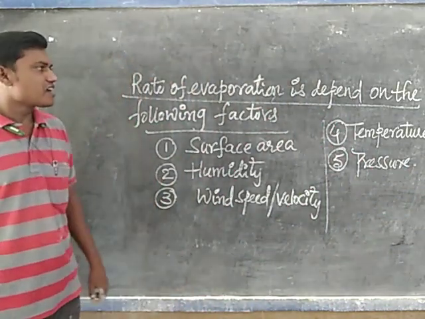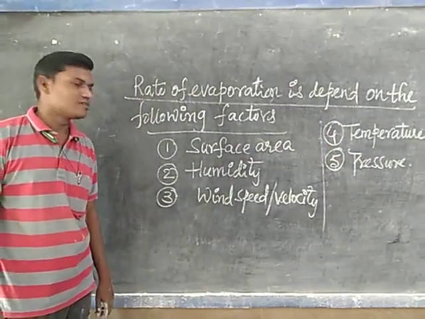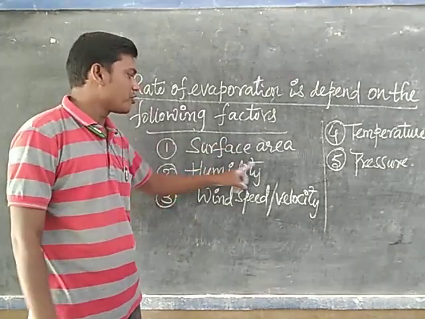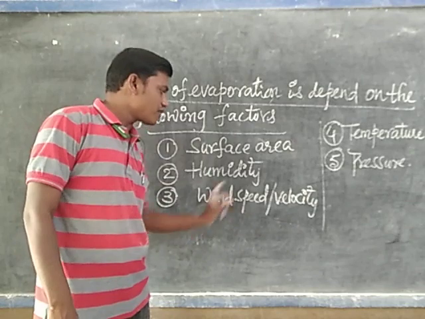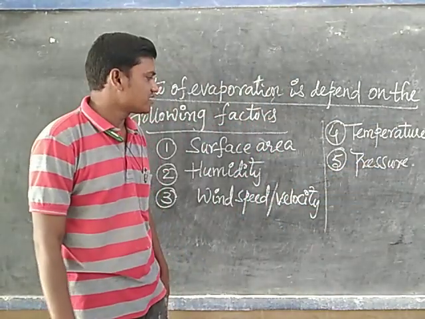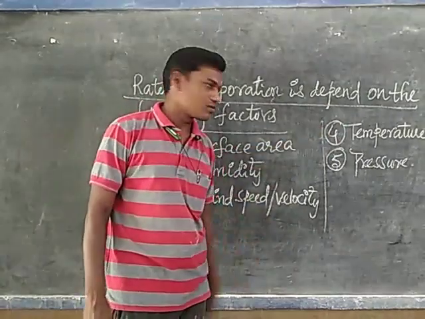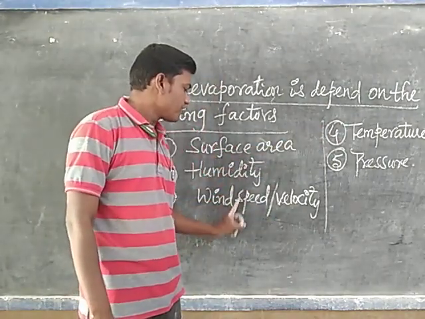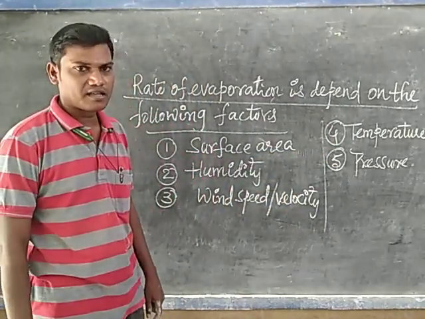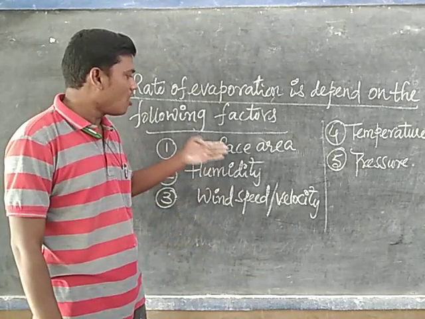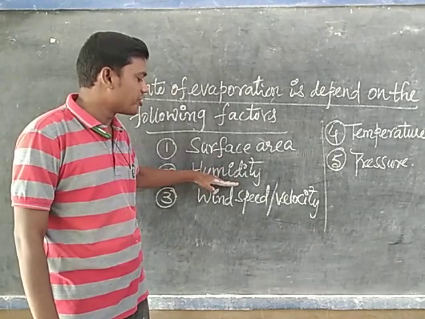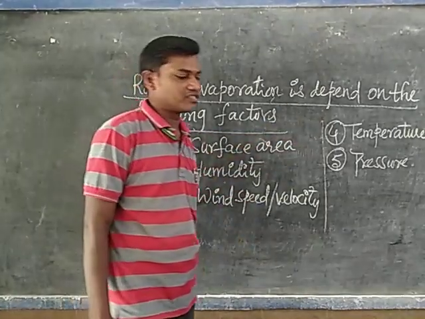So the rate of evaporation depends mainly on these 5 factors: surface area, second humidity, third wind speed or wind velocity, fourth temperature, and fifth pressure. But in 10th standard we discuss up to the 4: surface area, humidity, wind speed or wind velocity, and temperature. Now we discuss one by one how the rate of evaporation depends upon the surface area, humidity, wind speed and temperature.